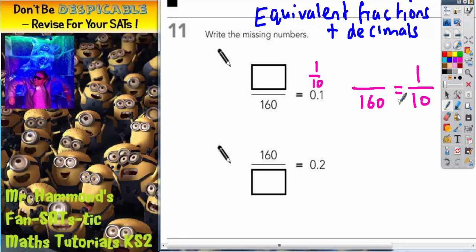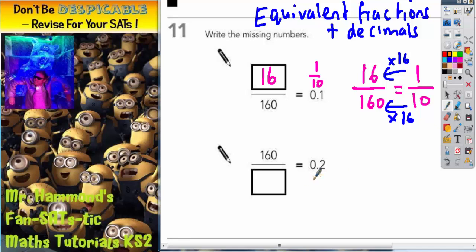So to do this, we would say, right, okay, to get from 10 to 160, we are timesing by 16. So we're doing exactly the same to the top. We're also timesing by 16. Therefore, 1 times 16, if we jump across the top arrow, is 16. So the number that needs to go on the top of this fraction is 16. 16/160ths is equal to 1/10, which is equal to 0.1. So that works. Now we're going to do a similar sort of thing for the second question.